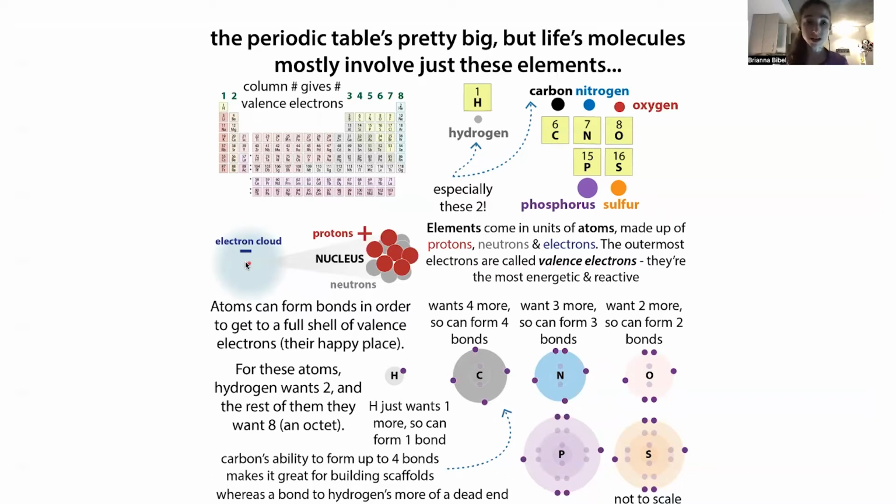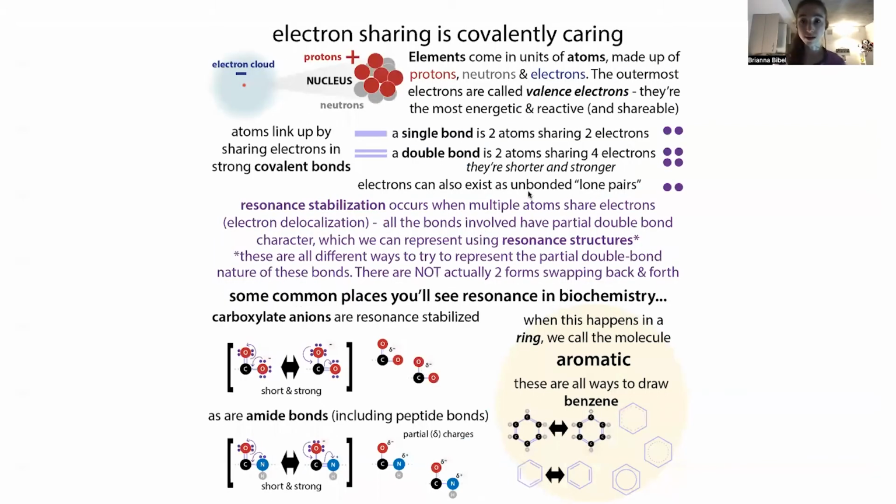And so you have this dense central nucleus, which contains these positively charged protons and these neutral neutrons. And then surrounding them, you have this electron cloud. So you have this cloud of these negatively charged subatomic particles called electrons that are kind of whizzing around. Atoms can share pairs of electrons in order to form bonds. So they share a pair for a single bond, 2 pairs for a double bond.